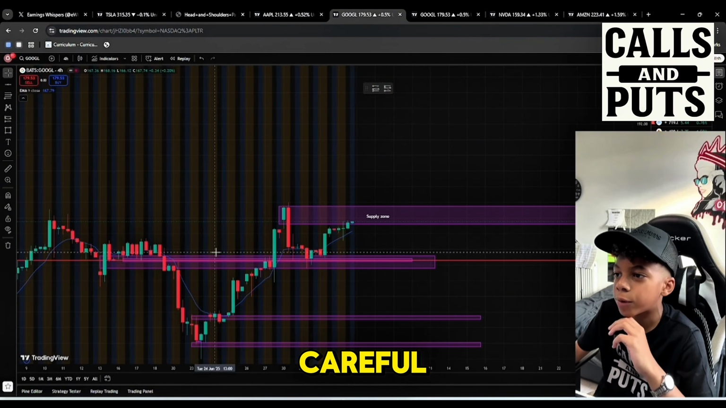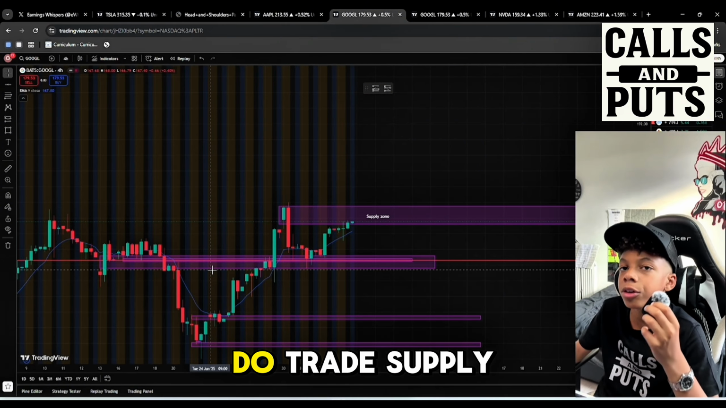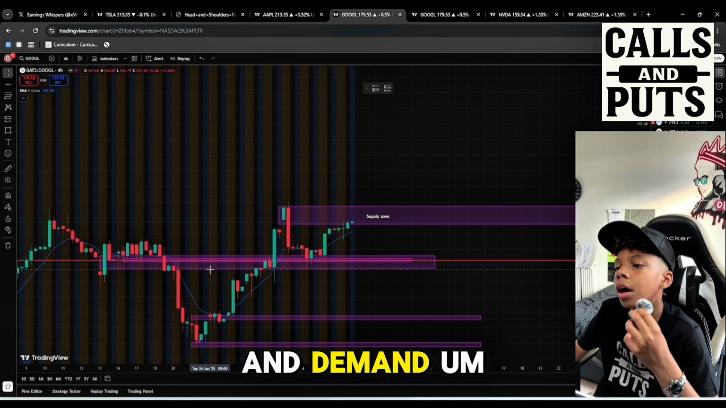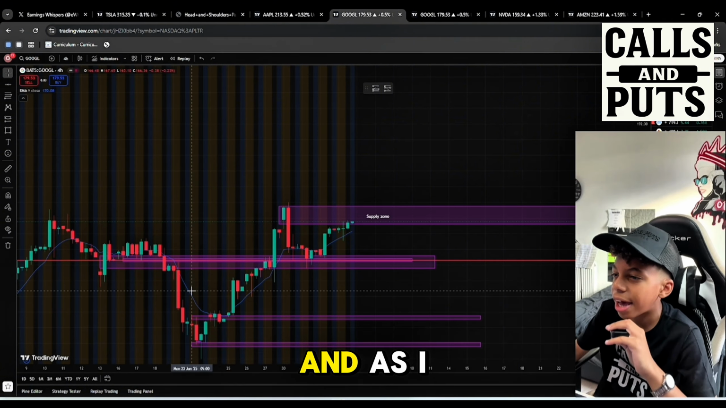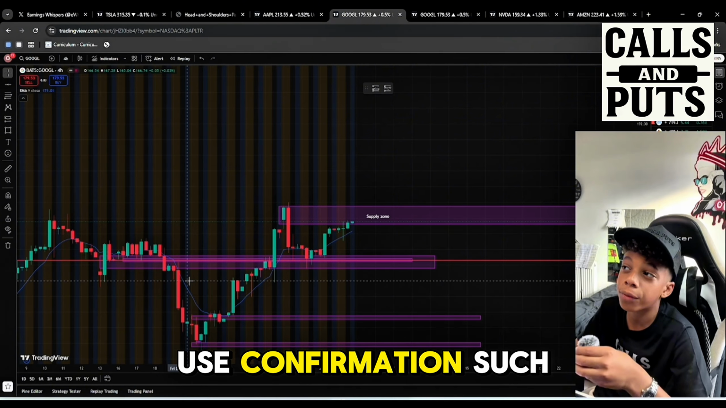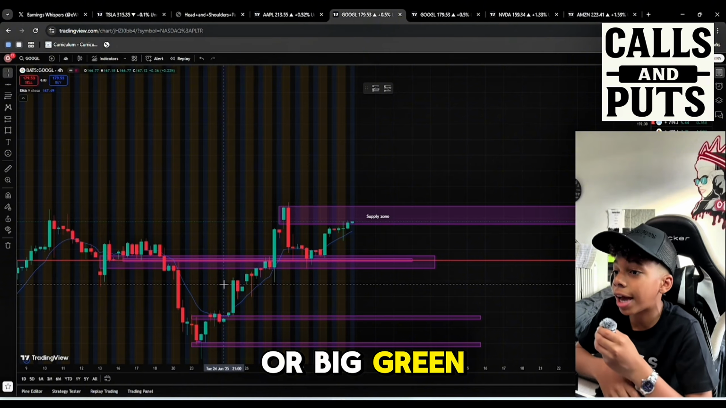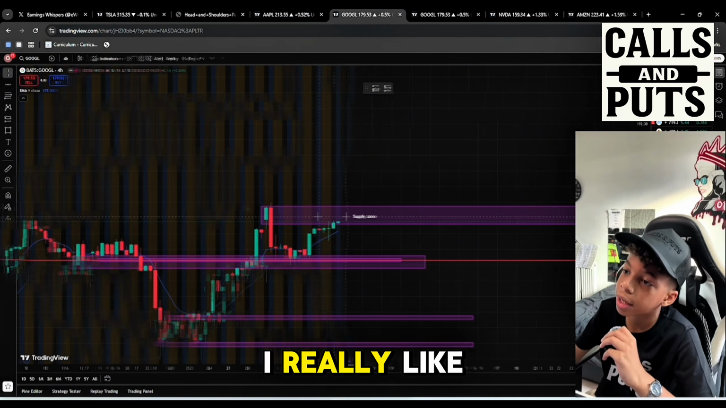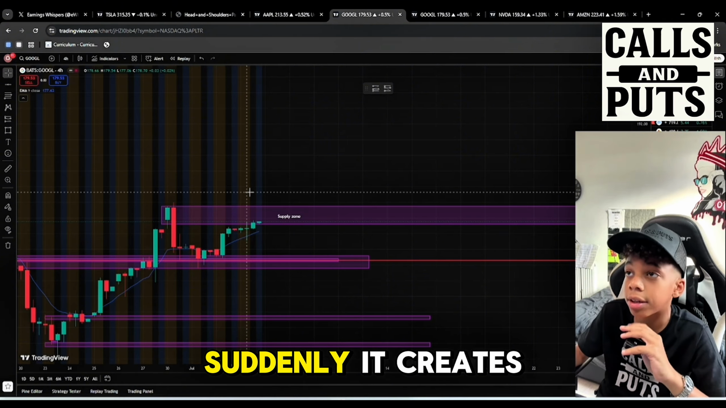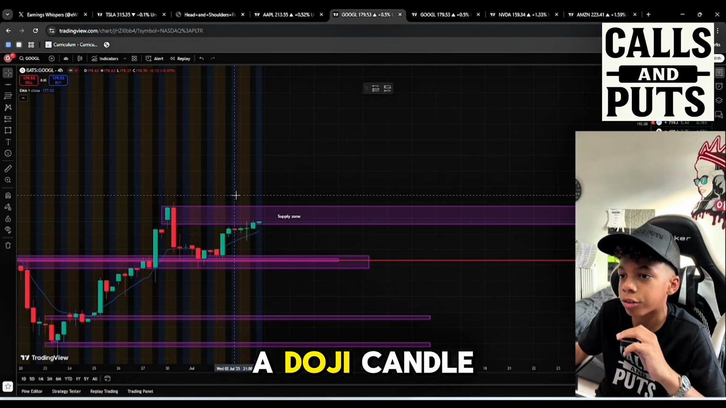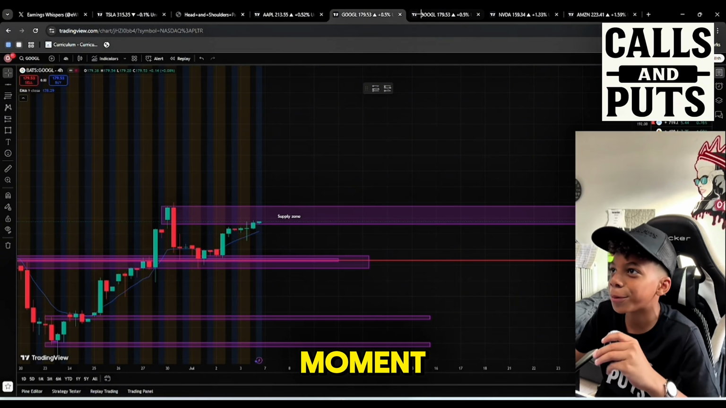I would say be careful. Get a really good confirmation if you're going to take this trade, or if you do trade supply and demand, or you can search it up if you don't know. Trade with care, and as I said before, use confirmations such as a big red candle if you're looking for the downside, or a big green candle, or which I really like is, let's just say the stock moves up, and then suddenly it creates a doji candle. Doji candles are unsure, but we'll come back to this in a moment.